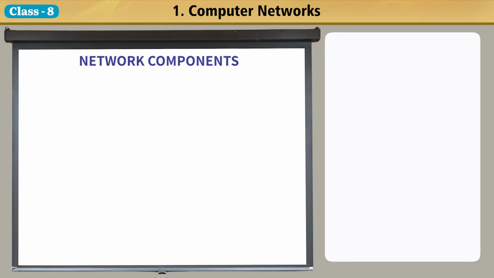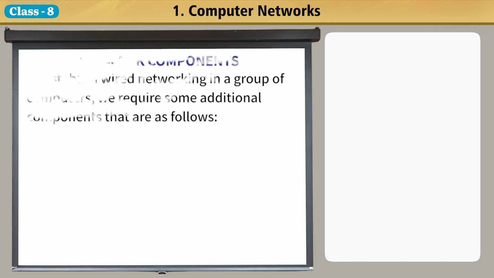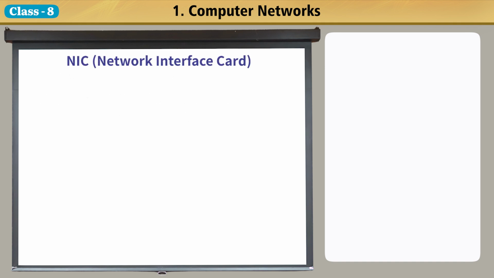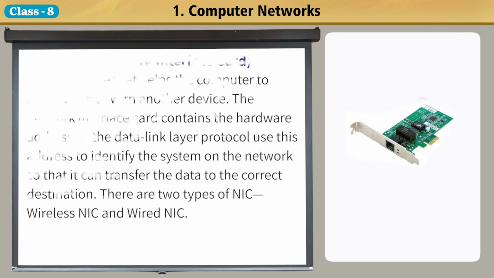Network components. To establish wired networking in a group of computers, we require some additional components, as follows. NIC, Network Interface Card. NIC is a device that helps the computer to communicate with another device. The network interface card contains the hardware address. The data link layer protocol uses this address to identify the system on the network so that it can transfer the data to the correct destination. There are two types of NIC, wireless NIC and wired NIC.